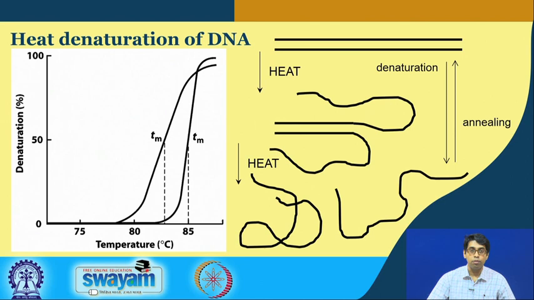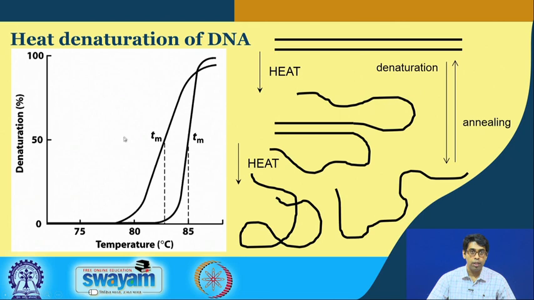So depending on how much GC content is there in the DNA, the amount of heat that will be required to denature a particular double-stranded DNA will increase. And that can be easily measured by a very simple property called the melting temperature. So what we are plotting here is, suppose we have taken two different DNA solutions. Let's say the first one is A and the second one is B.